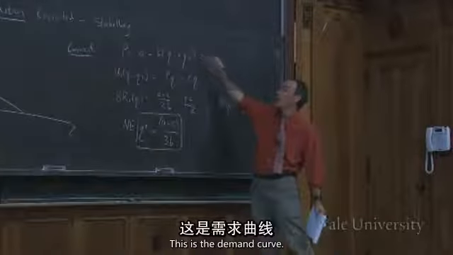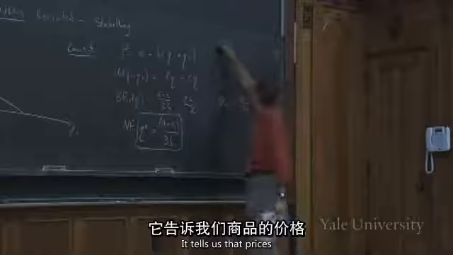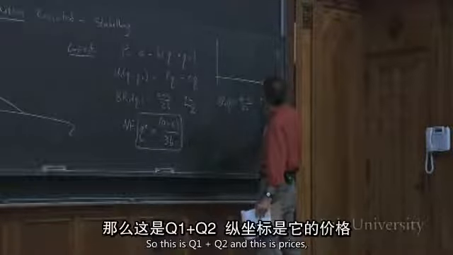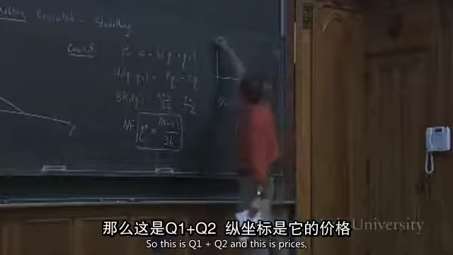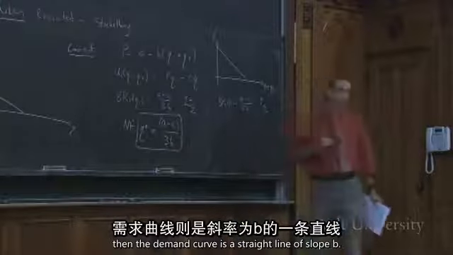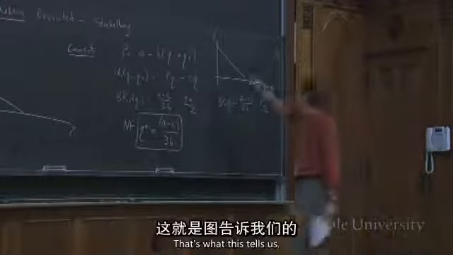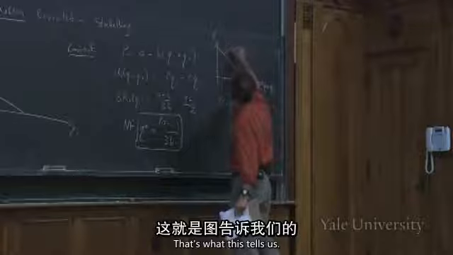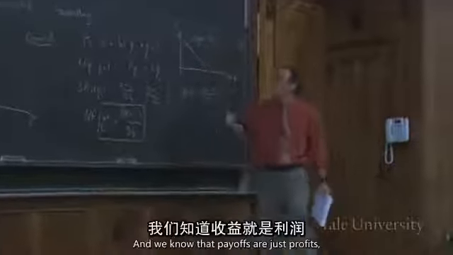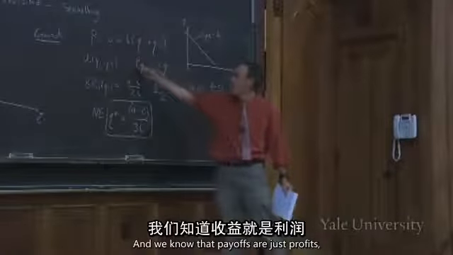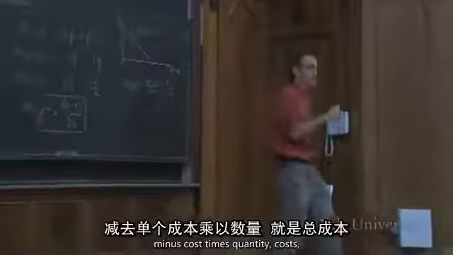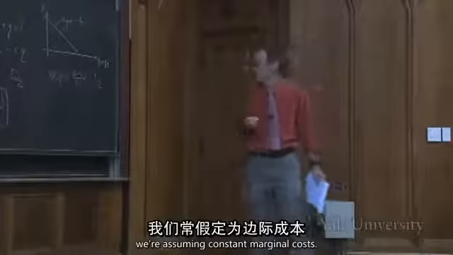This is the demand curve. It tells us that prices depend on the total quantity being produced. So this is Q1 plus Q2, and this is price. Then the demand curve is a straight line of slope B. All right, that's what this tells us. This has slope minus B. And we know that payoffs are just profits, which are price times quantity, revenues, minus cost times quantity, costs. We're assuming constant marginal costs.